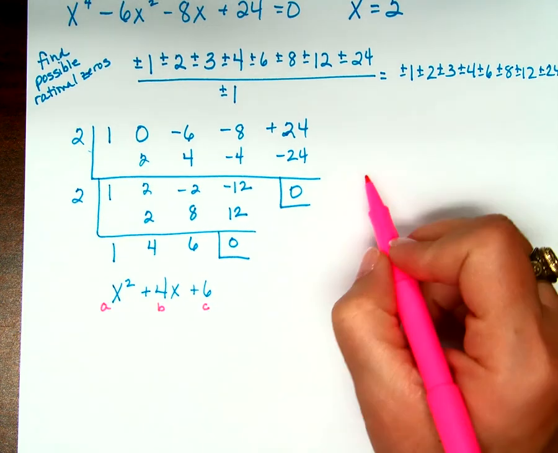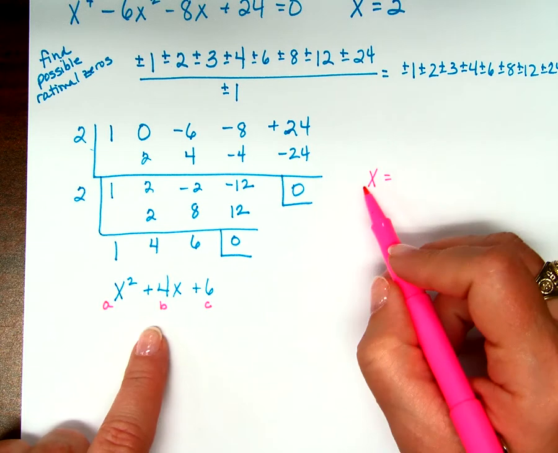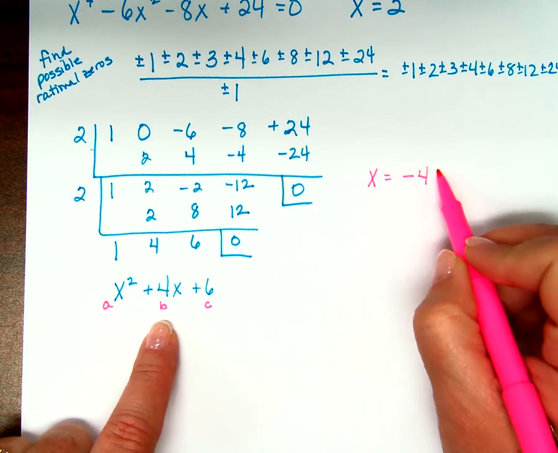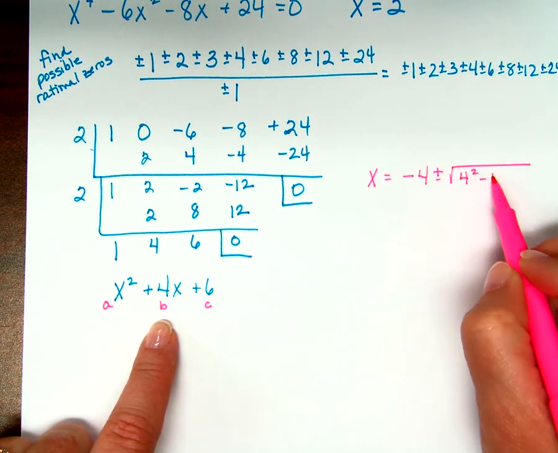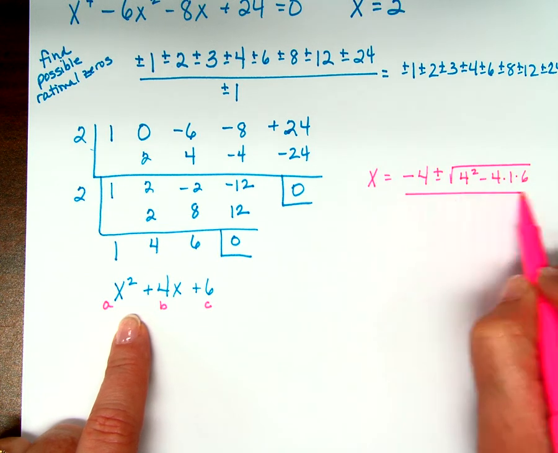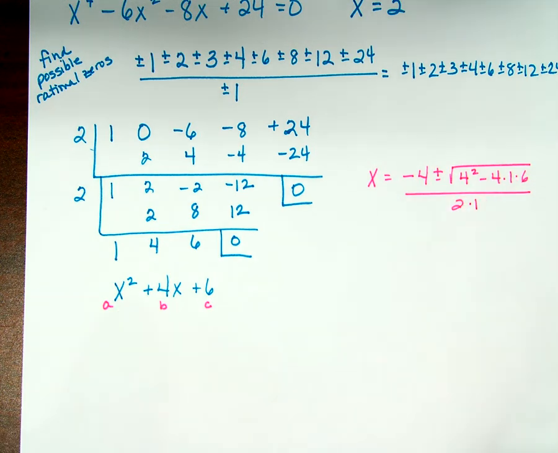Okay? x equals negative b plus or minus the square root of b squared minus 4ac all over 2a. Thanks for the duet. That was nice.